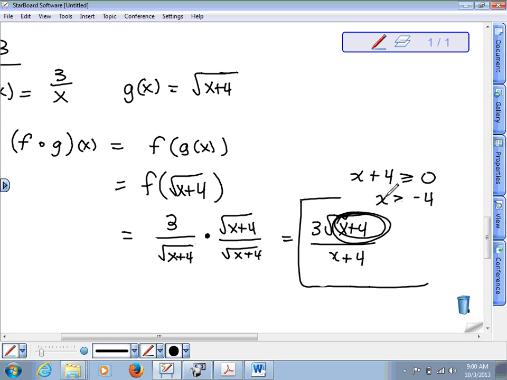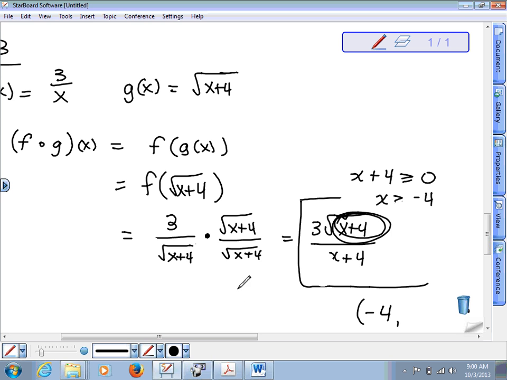So the domain, I do not want you to leave it in this notation, though. This is not interval notation. If your x's start at -4 and go greater than that, what's the interval? Parenthesis. 0. What? x could be 0.